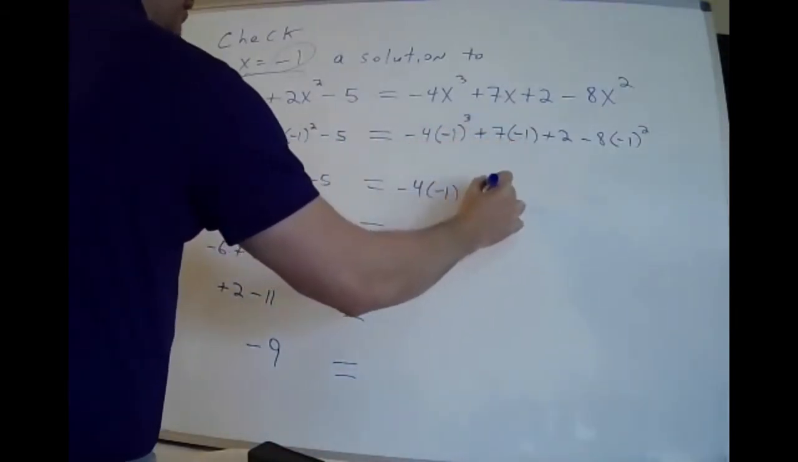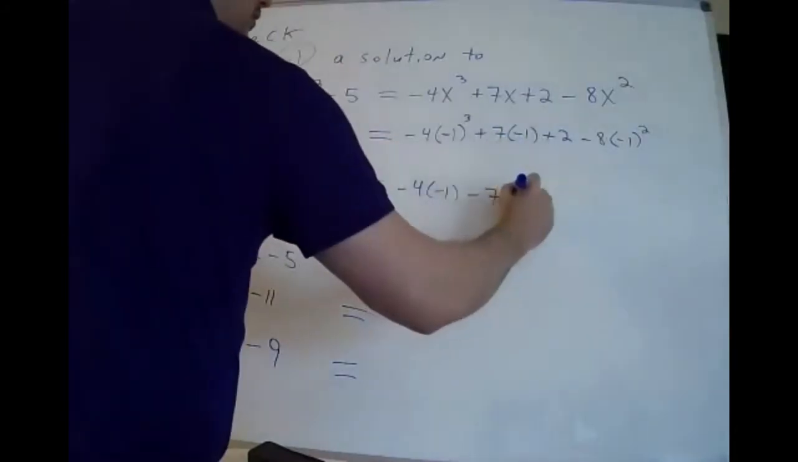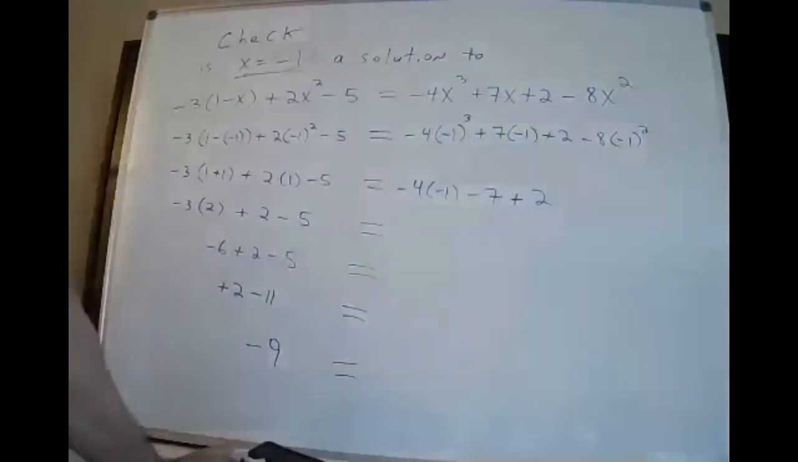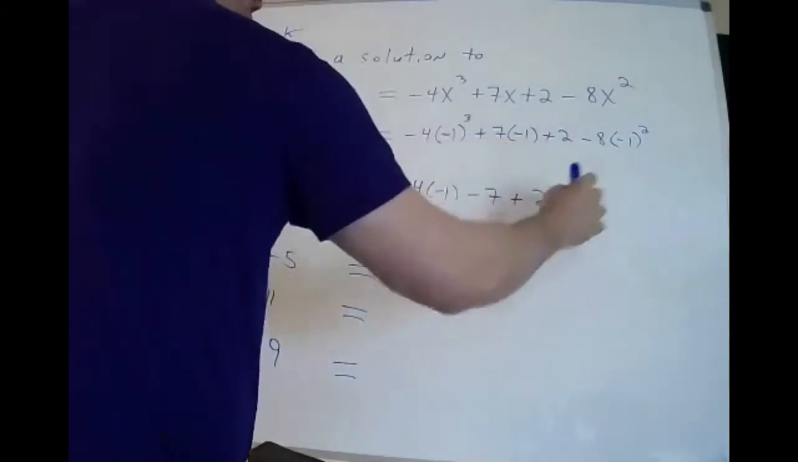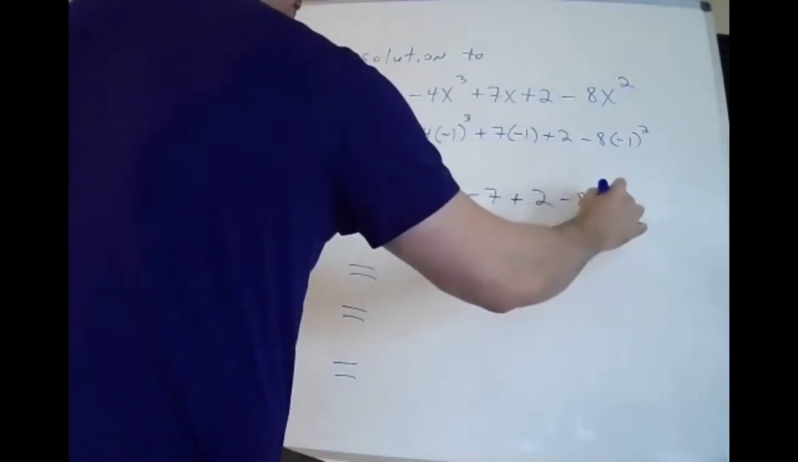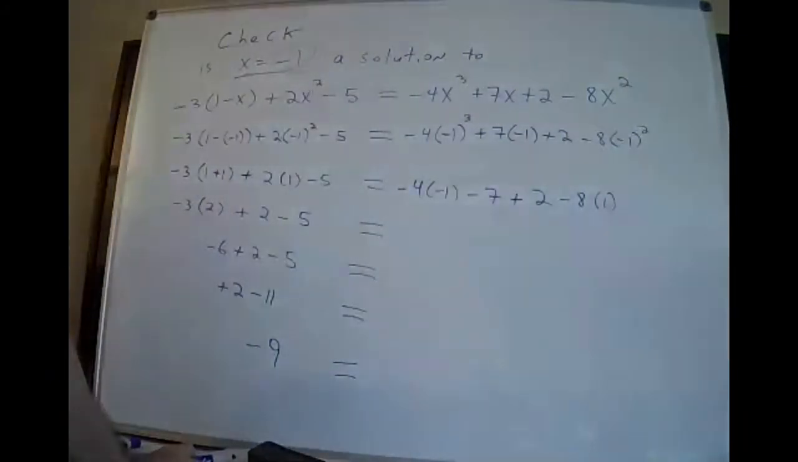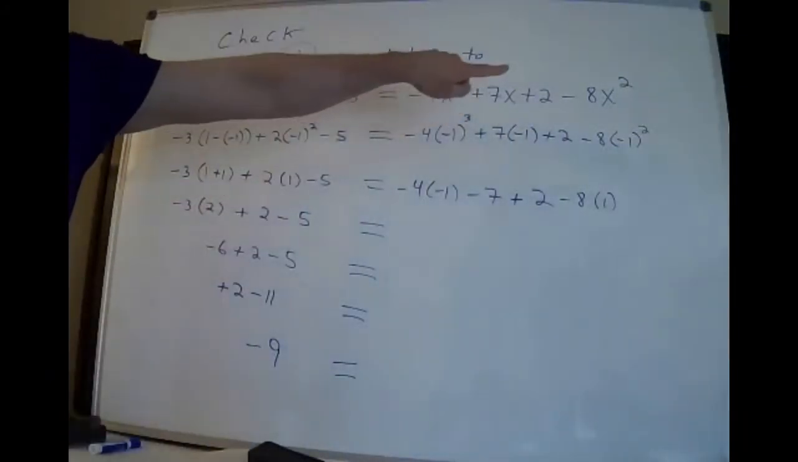+7 times -1 is -7. The +2 goes along for the ride. You don't have to do nothing with that, dude. You're just hanging out there. Same thing here. -1 squared is 1. You have to do that first. You have to do the power first. That's a lot of work, but you had to get rid of it all. I had to do all my exponents first.